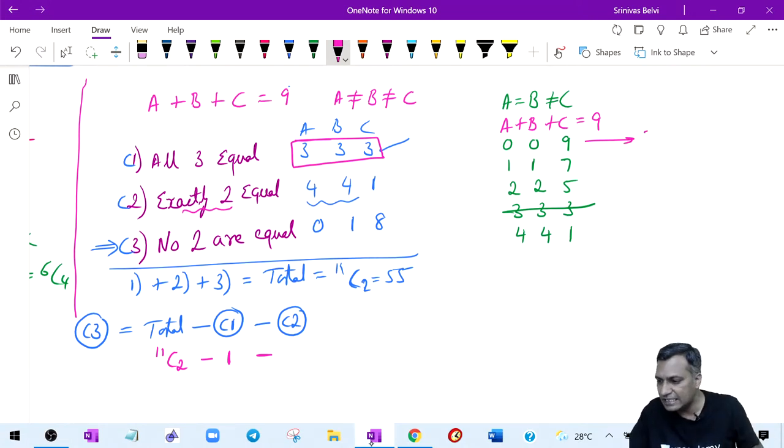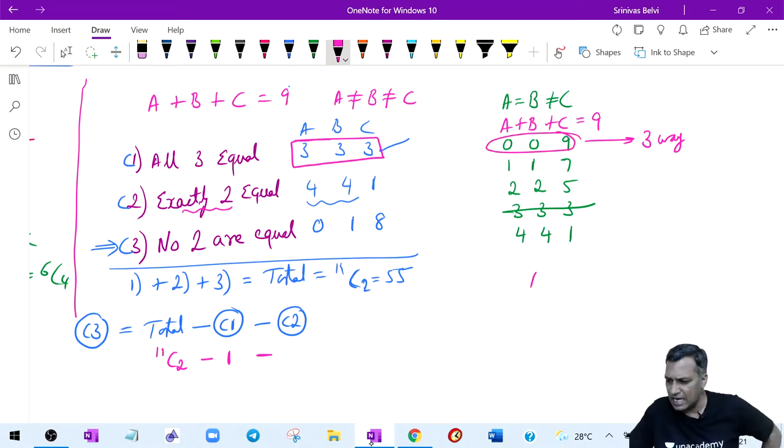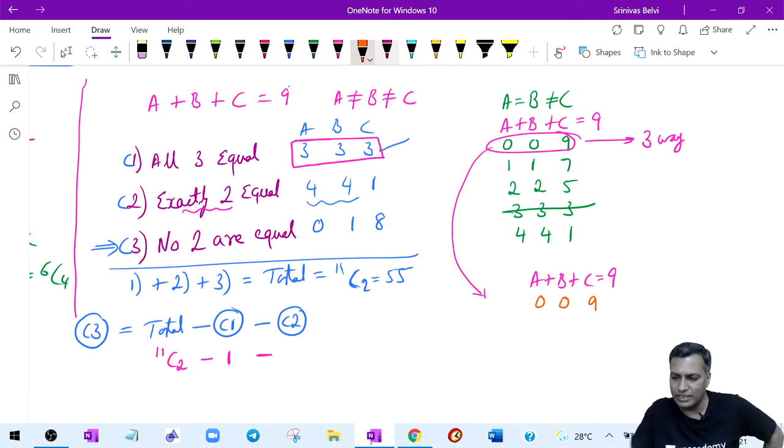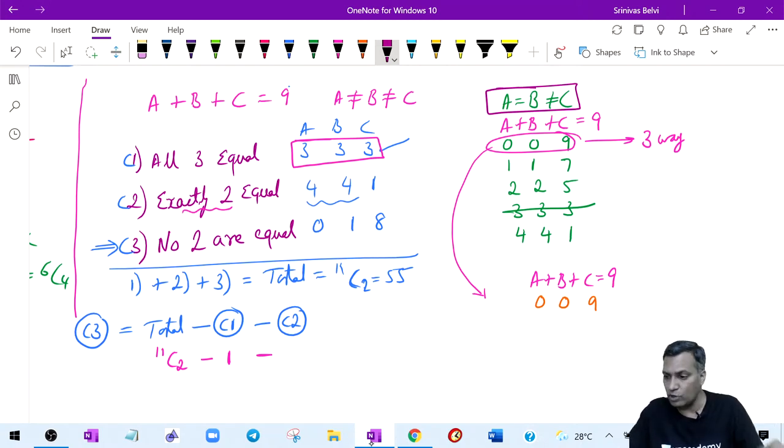this pattern can be rearranged in 3 ways. Each pattern can be dealt in 3 ways. Let me explain this 0, 0, 9. When A plus B plus C is equal to 9, you said that the case is 0, 0, 9. You said that 9 is given to C and the other two folks are getting 0. That is because you took a decision that A and B are equal but not C. It could be A and C are equal but not B. It could be B and C are equal but not A.